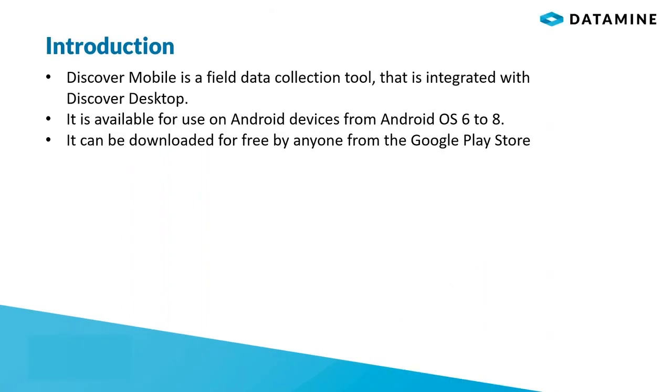So Discover Mobile is a field data collection tool that's really tightly integrated with Discover Desktop. You'll know that there's a lot of field apps you can get quite cheap, but the real benefit of Discover Mobile is the ability to really integrate with your files on your desktop, take them into the field, look at them in the field, collect data in the field, and integrate that data straight back into your files that are on your desktop.